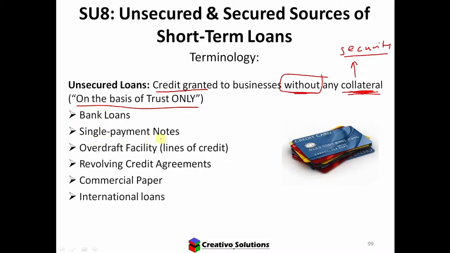A single note for payment, also a commercial product that companies issue. Overdraft facility, having access to funding through maybe a bank account. Revolving credit agreements, having access to this facility on a month-to-month basis instead of always having to apply for it. Commercial paper, something you would issue, maybe in a stock exchange, like a bond. And then international loans, borrowing from other countries. These are just some of the different forms of credit that the textbook takes you through.